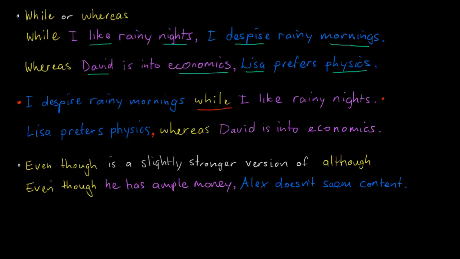And finally we have even though. This is exactly the same as although, but it's slightly stronger. So there's a little bit more emphasis. So it's like, even though he has ample money, Alex doesn't seem content. So just a little bit more emphasis or stress on this fact here. Okay, and that's all for adverbial clauses, contrast and concession.